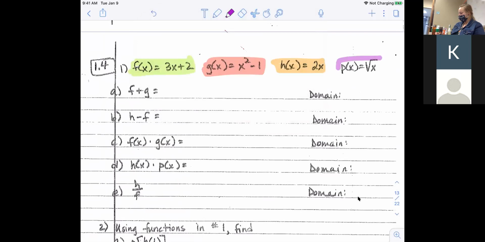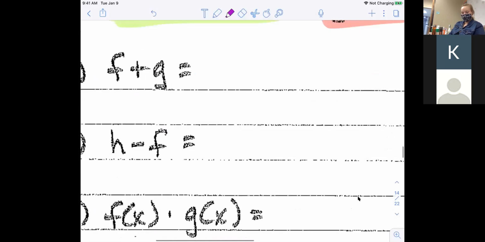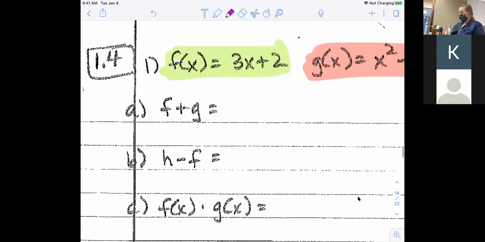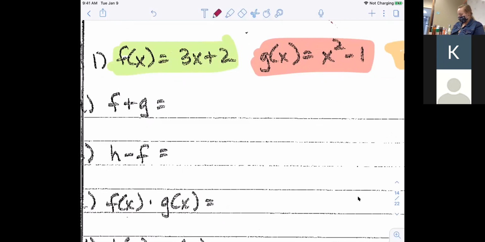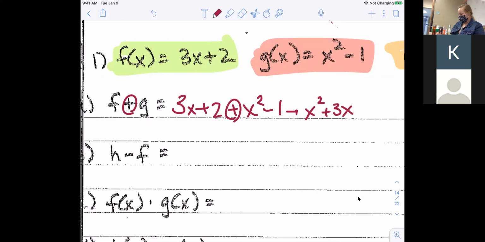And I have p of x equals square root of x. Anytime I refer to f of x, I want you to use that. Anytime I refer to h of x, you use the h of x. So the first one said f plus g. I'm just going to physically add my two functions. I'm going to add 3x plus 2 plus x squared minus 1. I'm just adding them together. Remember to combine like terms and remember to put your variables from biggest to smallest. So I'll go x squared plus 3x plus 1.